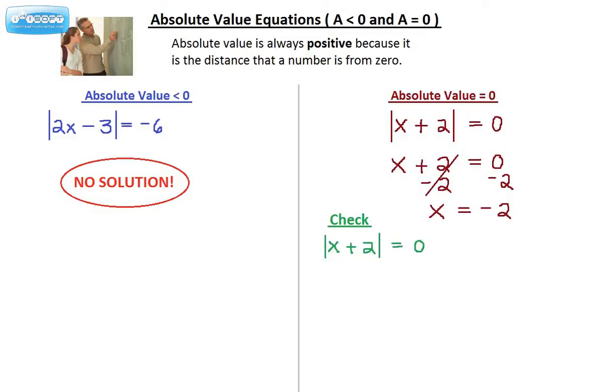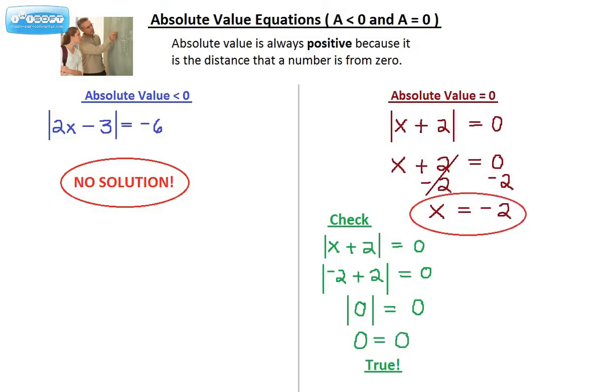I've written the original equation, and now we want to substitute negative 2 in place of x. Now we work out what's inside the absolute value. Next, we take the absolute value of 0. This is true. 0 is equal to 0. This confirms that x equals negative 2 is the correct solution.